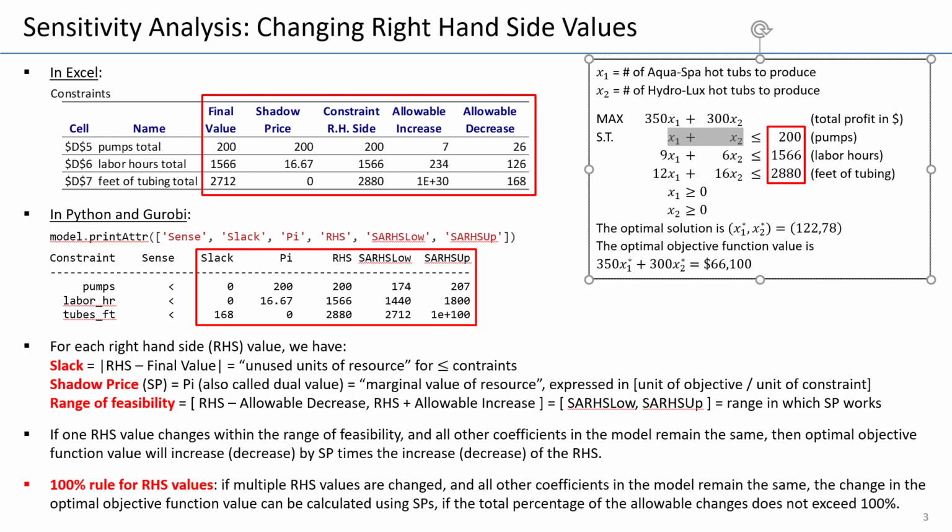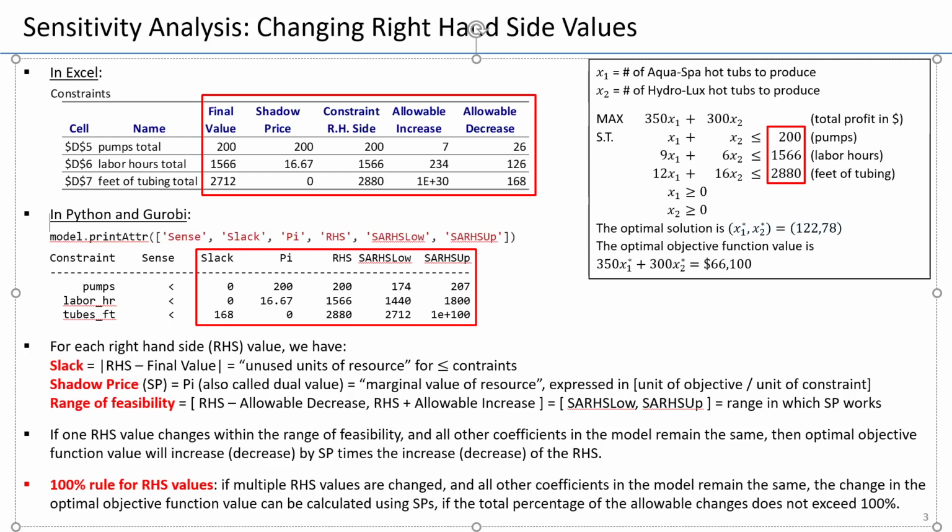And the total number of labor hours that we schedule our workers to work for cannot exceed a given number. And the same thing, we have some available feet of tubing. Again, we do not want to exceed the upper limit. So the left-hand side of these constraints is always the number of used units of resource, and the right-hand side is always the number of available resources, and the constraints are all less than or equal.